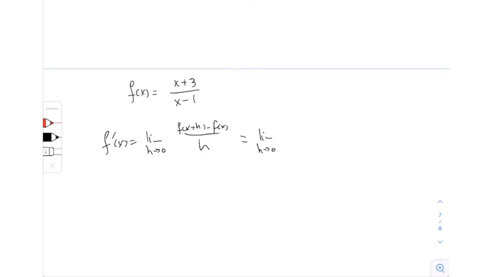Anybody want to say what f(x + h) is going to look like? Everything's going to be over h. You want to tell me what f(x + h) is? Excellent. You go to the original formula and replace every x by x + h. So it's (x + h + 3) over (x + h - 1) on the bottom. Great. Minus f(x), that means you just use the function as is, (x + 3)/(x - 1). All right?